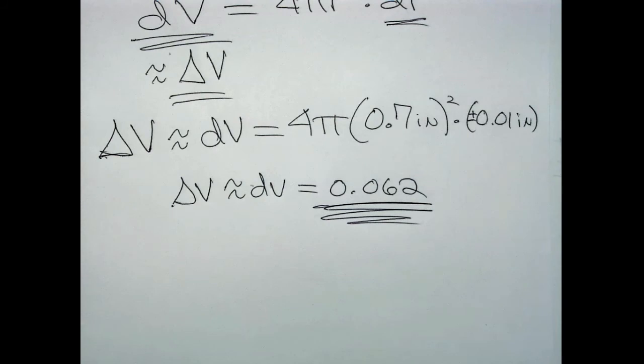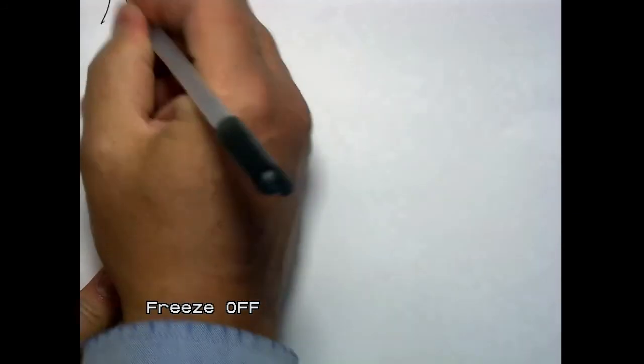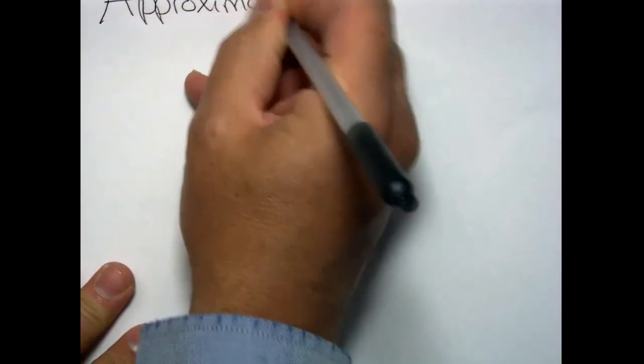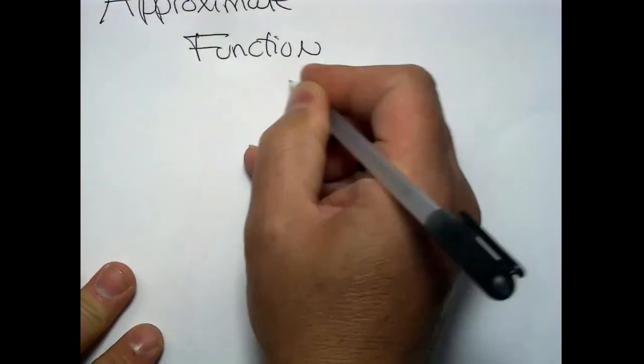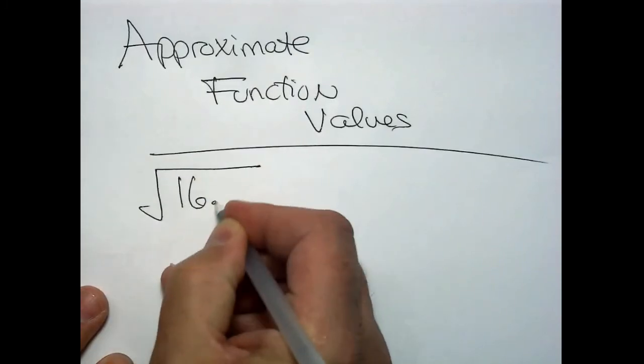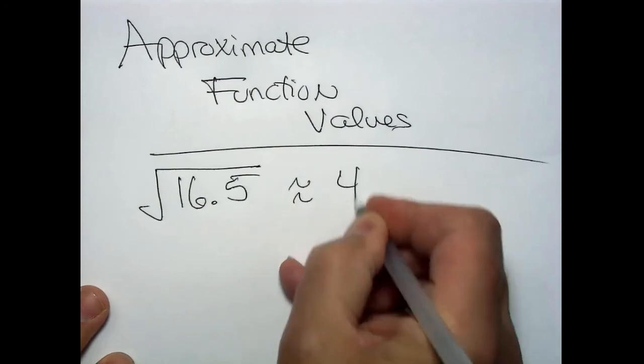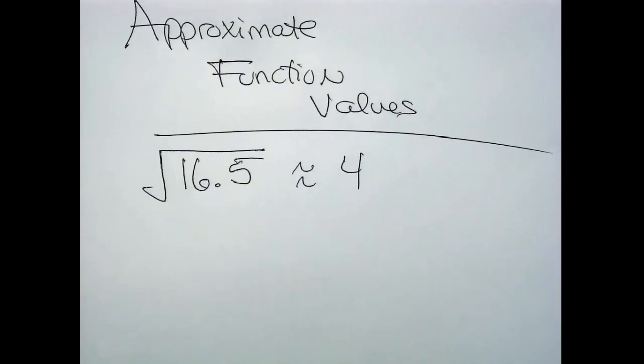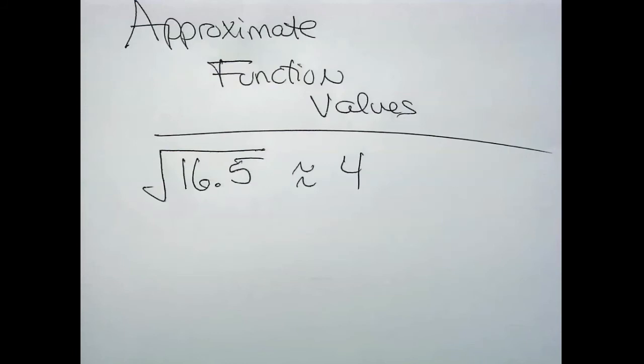Here's something else that we could do effectively with differentials. Let's approximate a function value. Now, what if I asked you to take the square root of 16 and a half? I know you'd all say that it's approximately 4, but can you do better than that without a calculator? And the answer is not really. You could sort of guess, and then you'd square it. I'm saying without a calculator, can you give me a really good approximation of the square root of 16.5? There is a way to do this, and the way to do this is to use differentials.